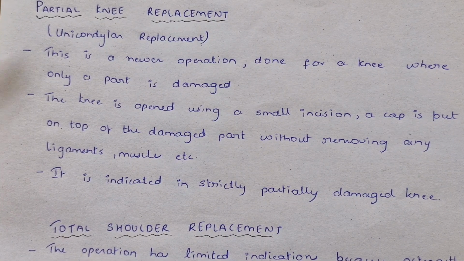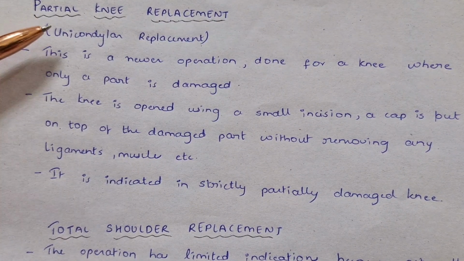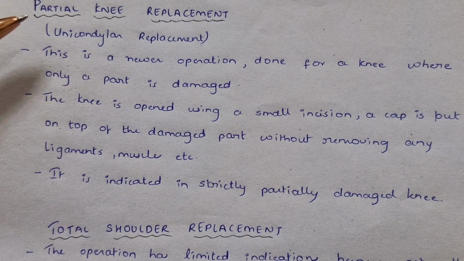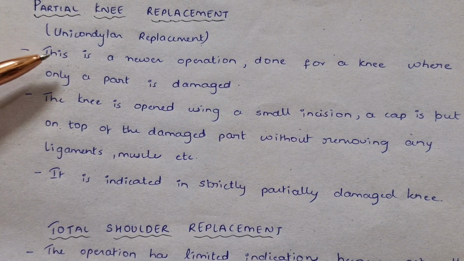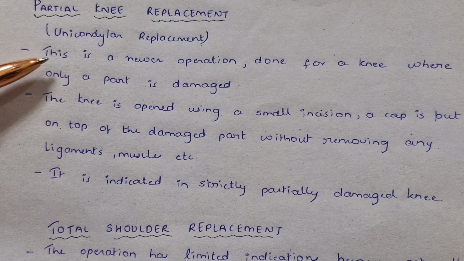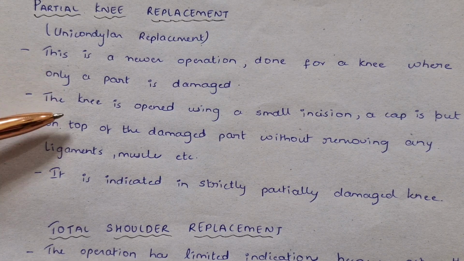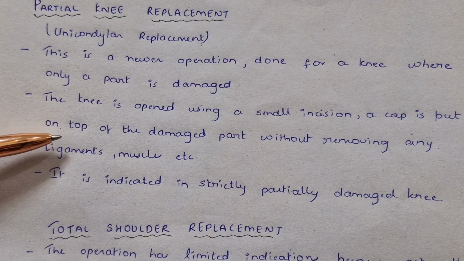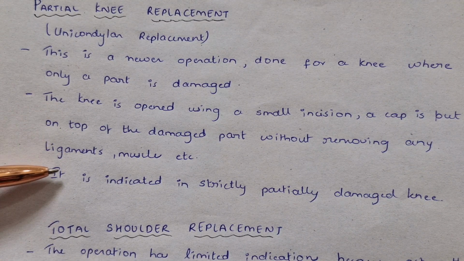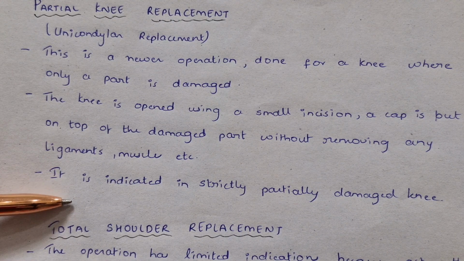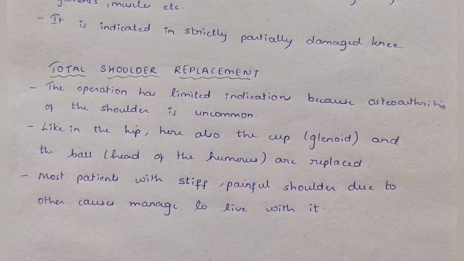Then we have partial knee replacement, also called unicondylar replacement. This is a newer operation done for a knee when only a part is damaged. The knee is opened using a small incision. A cap is put on top of the damaged part without removing any ligaments, muscles, etc. It is indicated in strictly partially damaged knee.